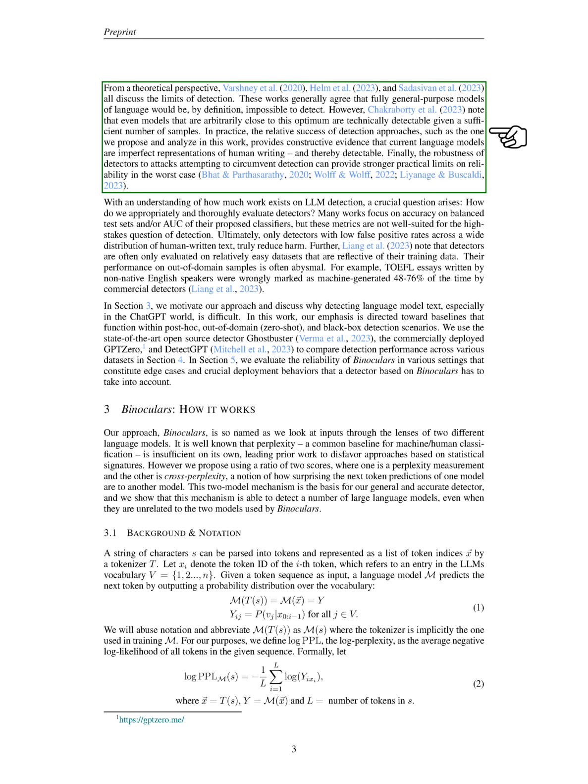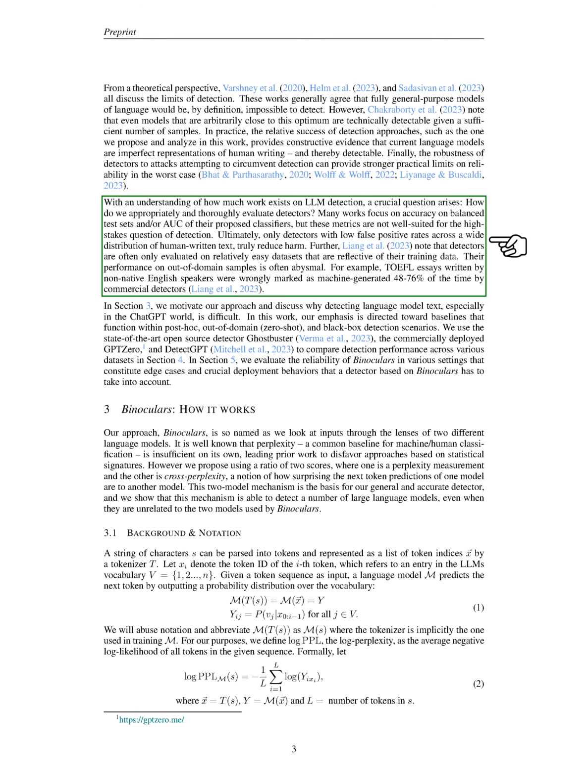From a theoretical perspective, fully general-purpose models of language would be impossible to detect. However, even models that are very close to this ideal can technically be detected given enough samples. The relative success of detection approaches, such as the one we propose, provides evidence that current language models are imperfect representations of human writing and can therefore be detected.